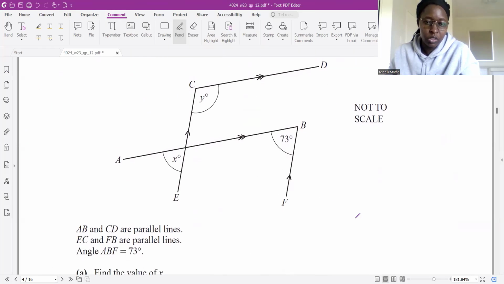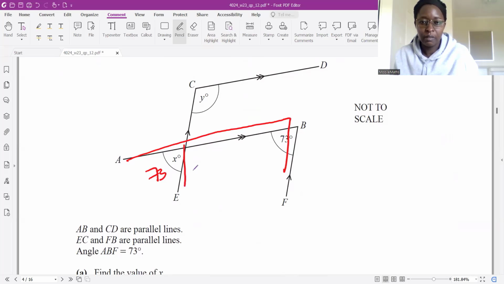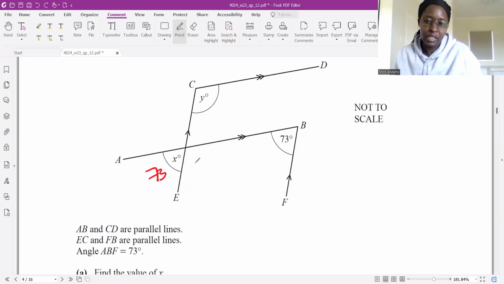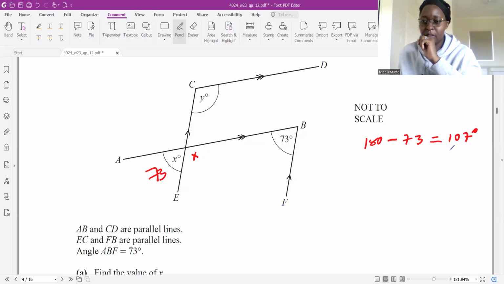Let's move on. So for this question, here we have 73. This X here is also 73. This is an F angle here. It's an F angle, okay? So we can use that idea. Then if I have an F angle there, I get 73. It means here I can say the value is equal to 180 minus 73. That gives me 107 degrees, okay? So this one is 107 degrees.